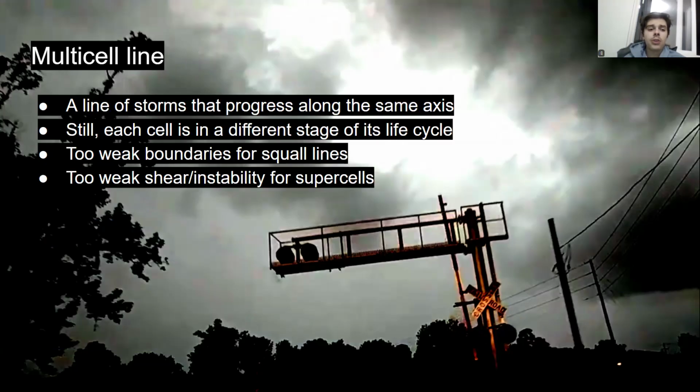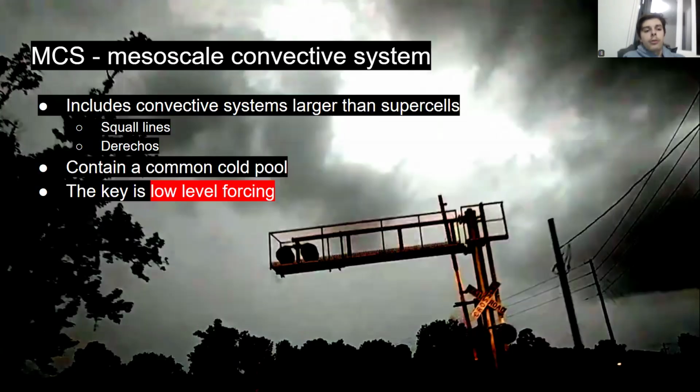You can also have a multi-cell line, which is what it sounds like. It's a line of storms that progress on the same axis. So whereas the cluster was kind of random, the line is going to be on the same axis. Still, in this case, the cells are going to be in a different stage of the life cycle. Typically, it's going to be too weak of boundaries for it to be a squall line, and too weak of shear or instability for it to be considered a supercell. And we'll talk more about that later in the video. So I already went over that.